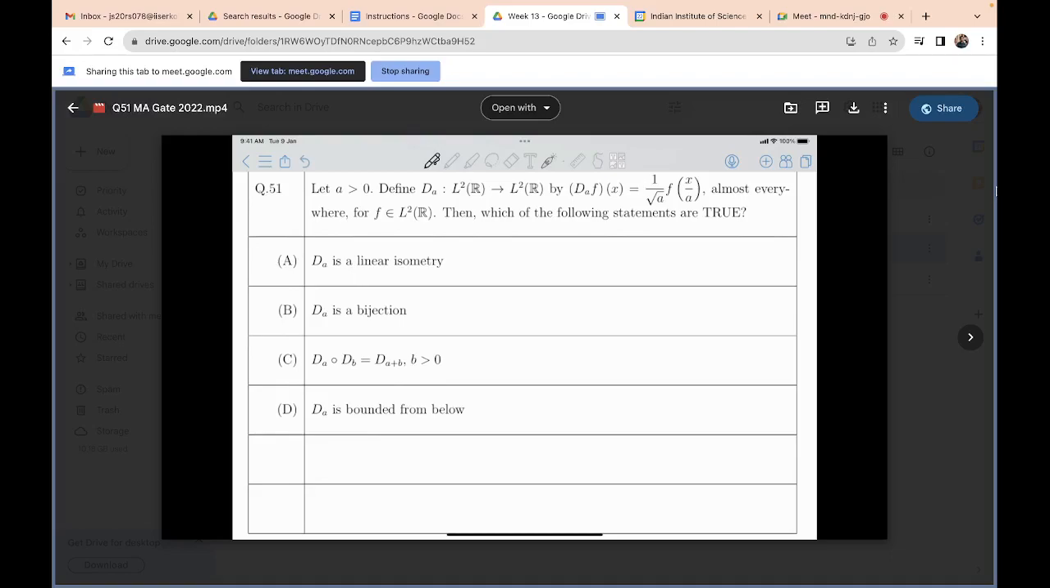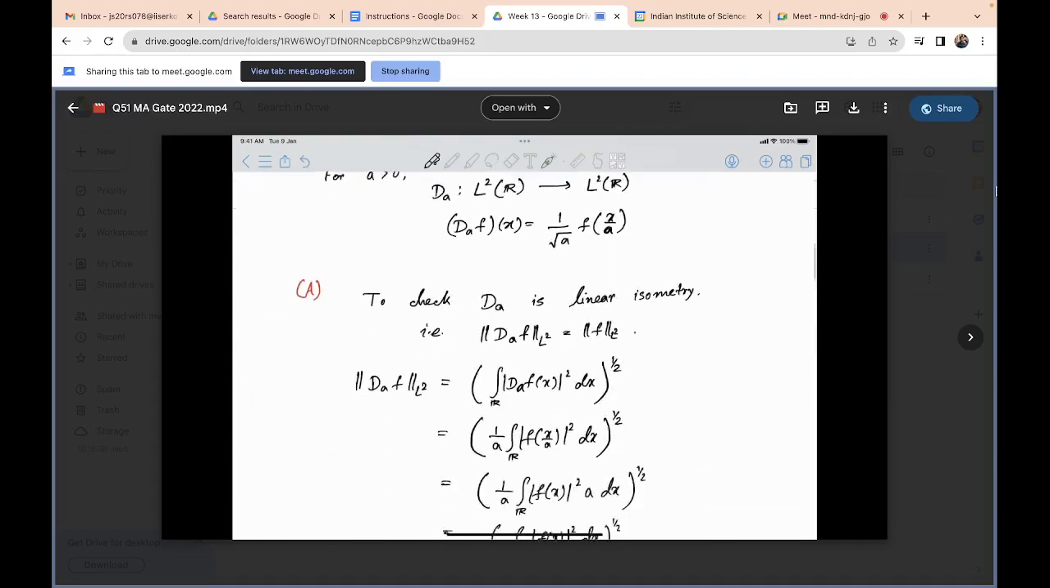Now I have to check option number C: whether dA composed dB is equal to d of a plus b or not.